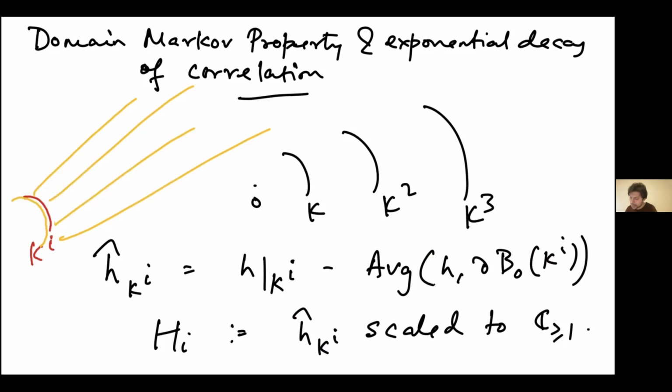Then let's say capital H_i is simply that thing scaled back by a constant c bigger than 1. So instead of having the field living on k^i onwards, we scale everything back so that it lives from radius 1 onwards. For every i, you take this field from k^i onwards and scale it back so that they all live on the same space, which is the complex plane minus the unit disk.